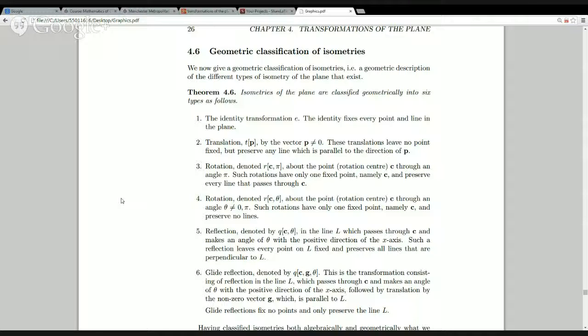There's the line of reflection. So let's track a point X here. We also have in the picture a vector, which is the glide vector G, and that has to be parallel to the axis of reflection. So I've drawn that so that it's parallel to this line.